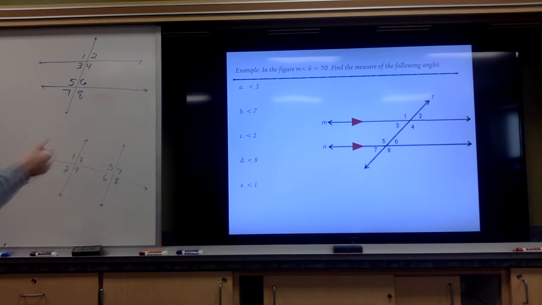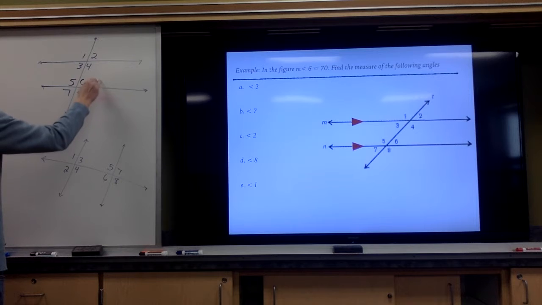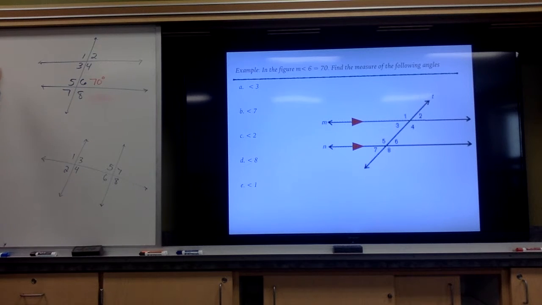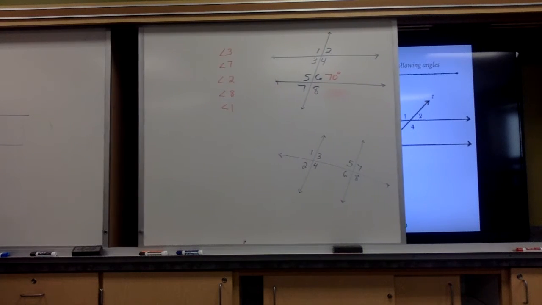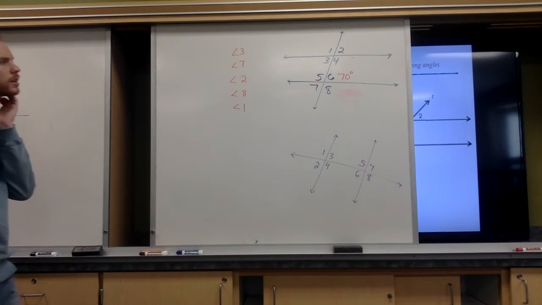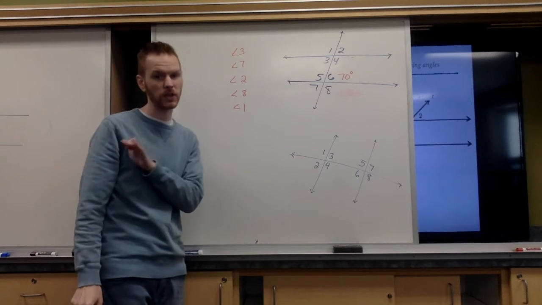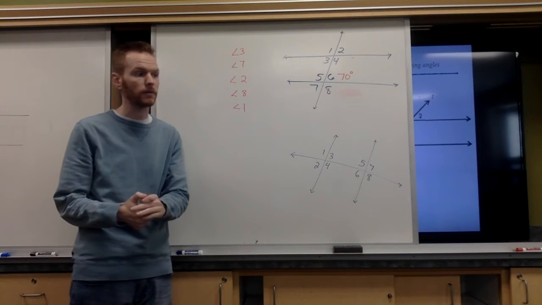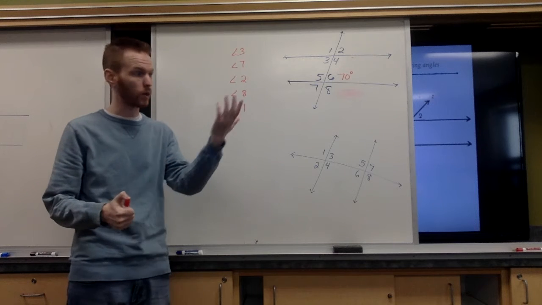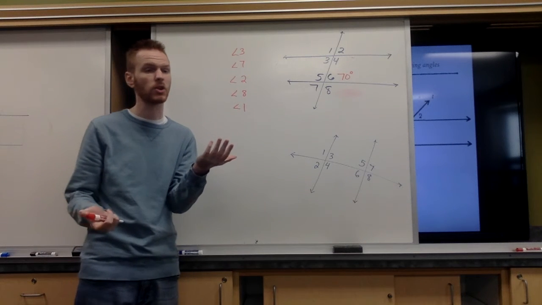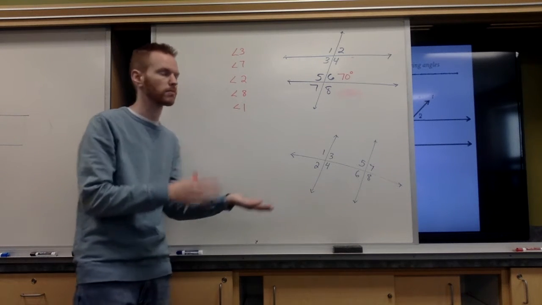So angle 6 is 70 degrees. So we want to find angle 3, angle 7, 2, 8, and 1. Okay? So I'm going to put this out in the middle so we can see it. Now, there are a lot of ways of figuring out what these angles are. So don't feel like if the method you chose wasn't what I did, it is incorrect, as long as you're following the right definitions and procedures.